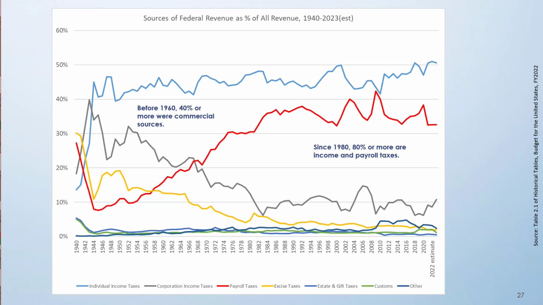Before about 1960, 40% or more of the taxes were coming from commercial sources. So there's been a shift in the allocation of federal tax revenue away from more commercial type activity and onto individuals and their income.